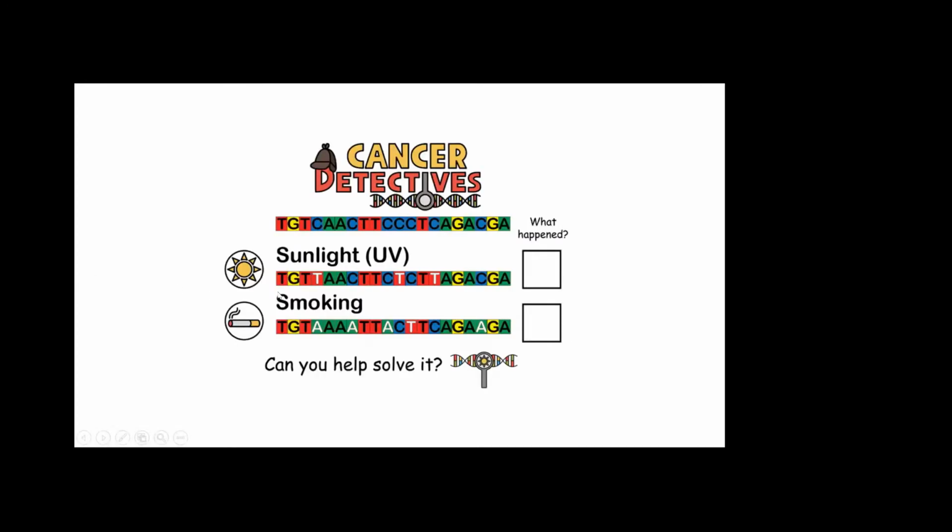And then you have another copy of the same sequence, but that comes from a cell of someone who smokes a lot. Can you see any differences?